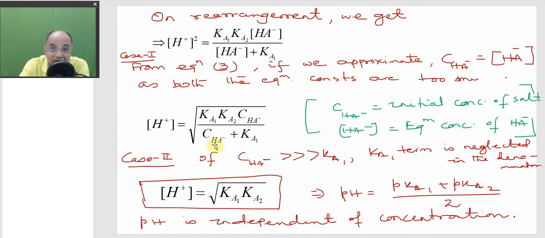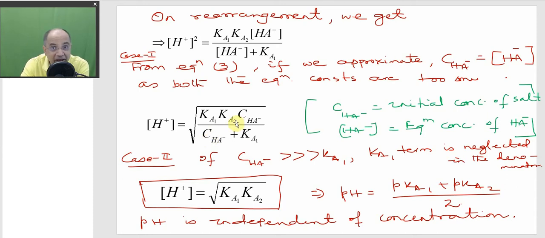So here, if the salt concentration is much greater than K1, then this K1 can be neglected in the face of CHA. So if you neglect this in the denominator, the CHA minus gets cancelled, and you are left with K1 into K2 root over. That means pH is equal to pK1 plus pK2 by 2. So it is independent of concentration. Right? So if you have 0.1 or 0.01, whatever you do, but this is 10 to the minus 7. So in any case, it has no value at all. And this has to cancel. That is why it is independent of concentration.